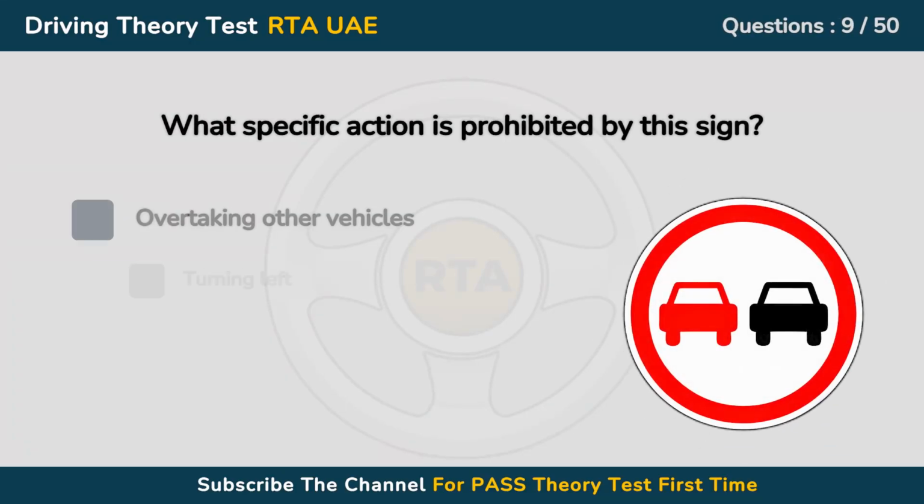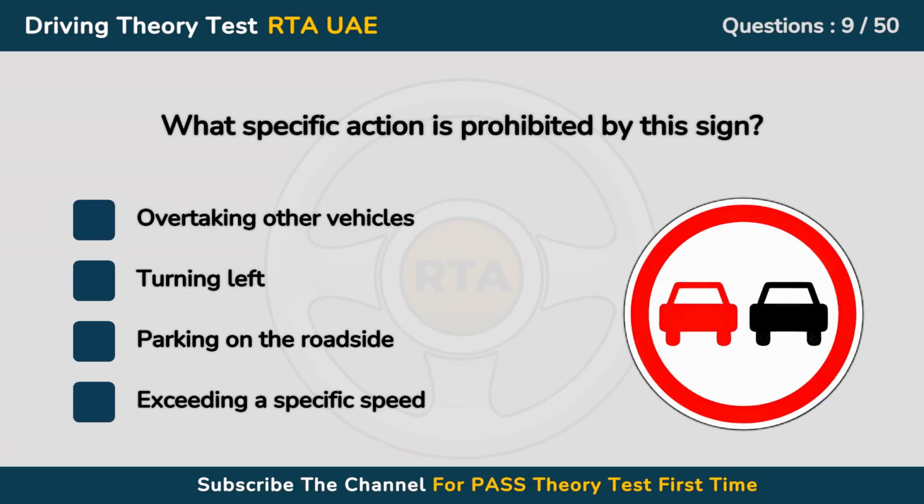Question 9. What specific action is prohibited by this sign? A. Overtaking other vehicles. B. Turning left. C. Parking on the roadside. D. Exceeding a specific speed.